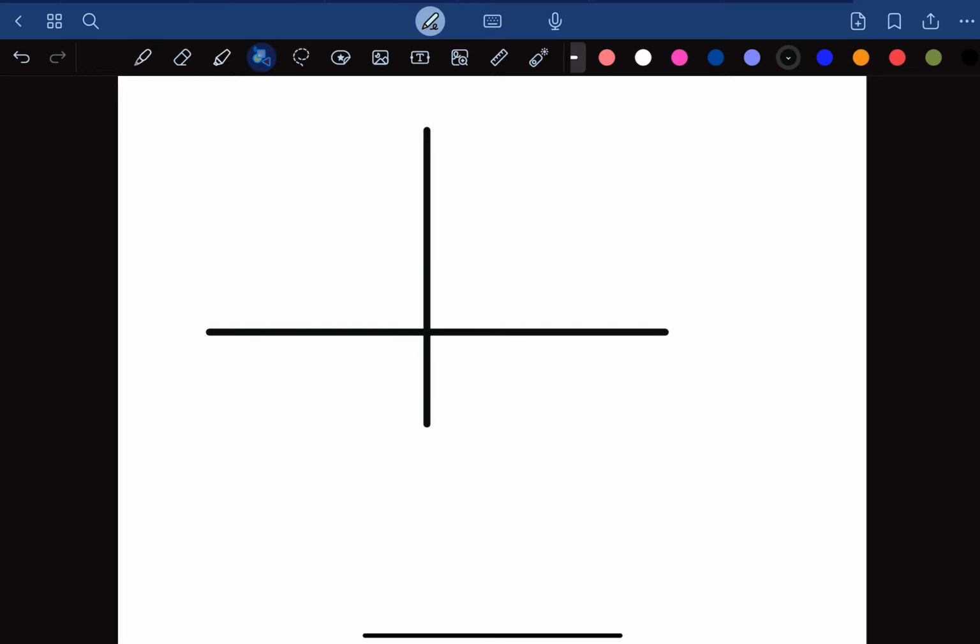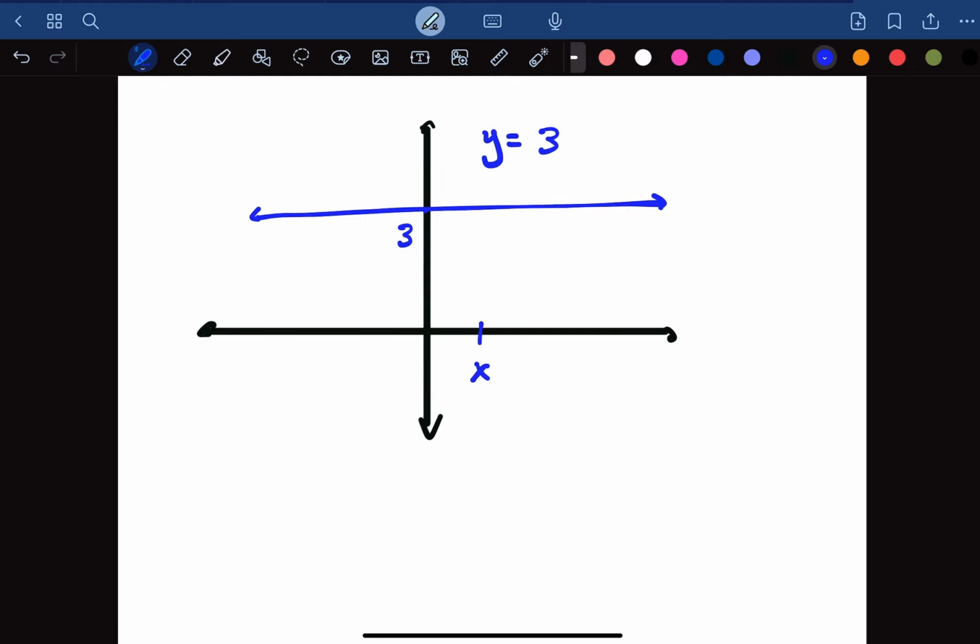So let's say you have a graph and it looks something like this. If your graph looks like this, your equation is y is equal to, let's call this 3 on our y-axis, y is equal to 3, right? Because when x is 1, x is 2, x is 3, x is 4, it doesn't matter. Your y is always going to be equal to 3 as you go along the x-axis.